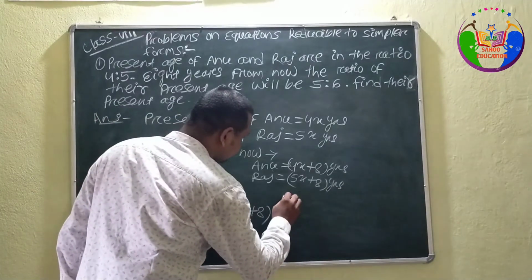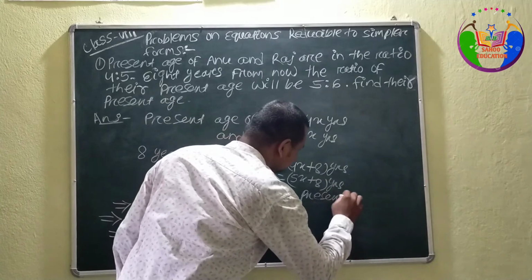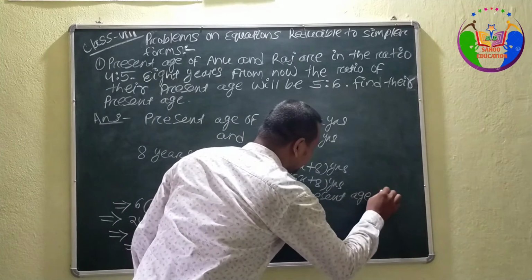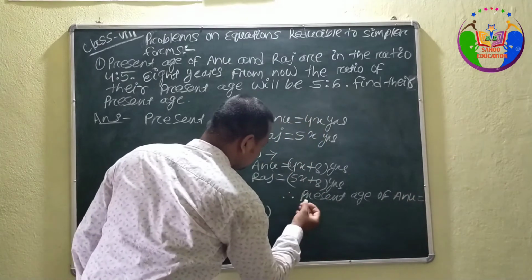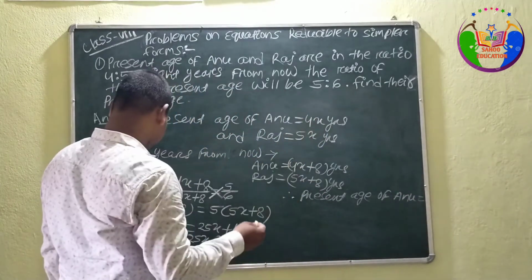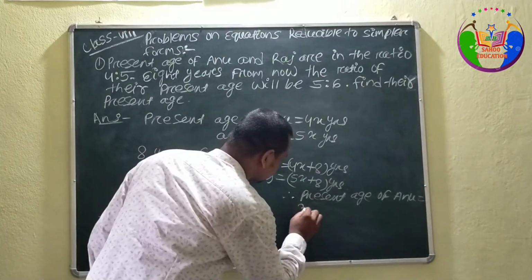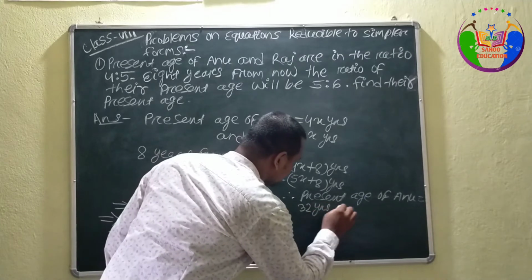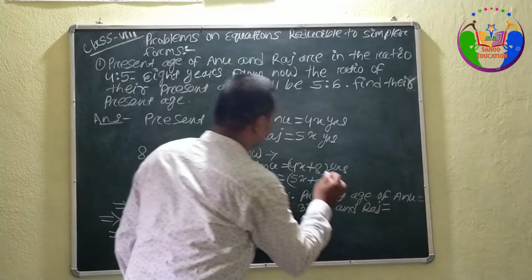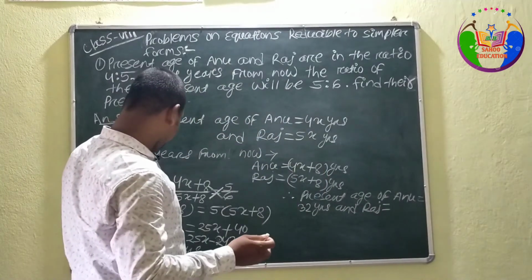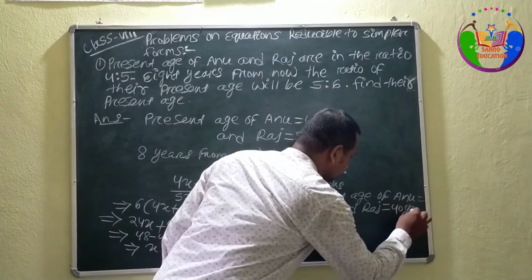So therefore we will write, therefore present age of Anu is equal to 4x, that is 4 into 8, that is 32 years, and Raj, as it's 5x, so 5 into 8 as 40 years.